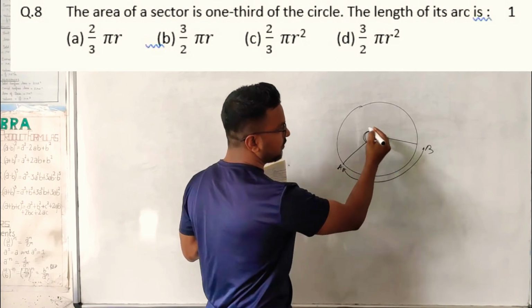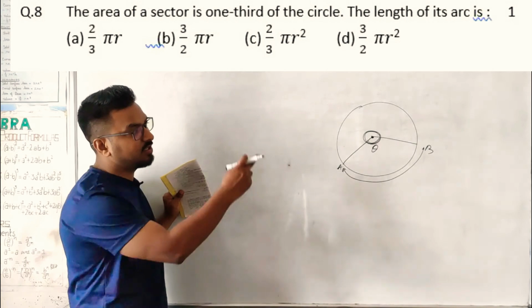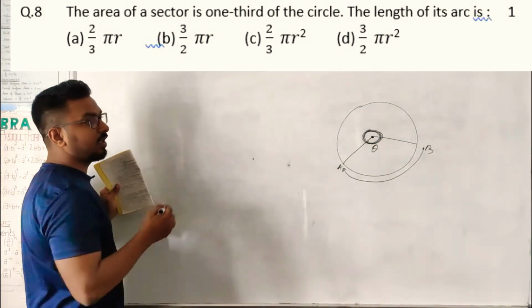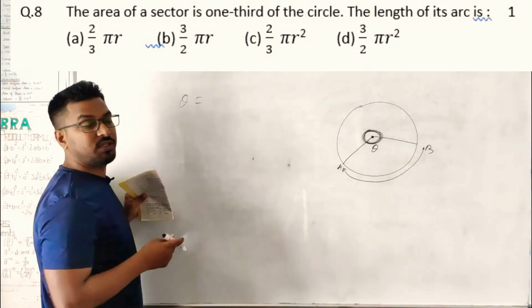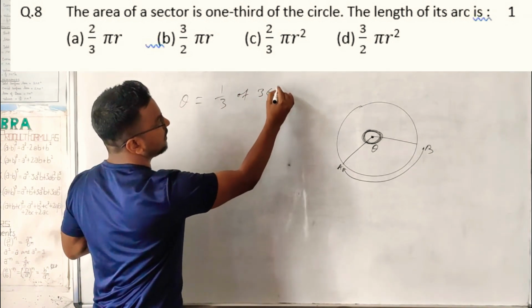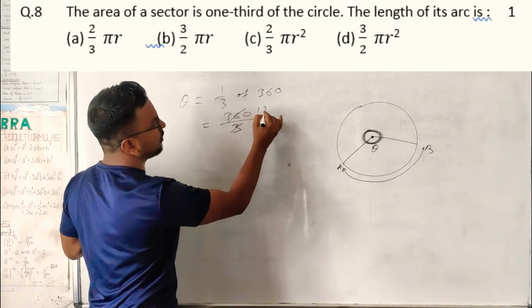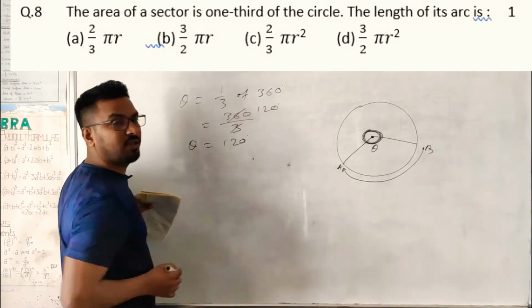If you make one round, what will be the total angle? That is 360. So it is saying 1/3. 1/3 means this is the 1/3. So you have to find theta, given 1/3 of a circle. So theta will be 1/3 of 360 degree. Means 360 by 3. If you cancel it, it will be 120 degree. Theta is 120 degree.